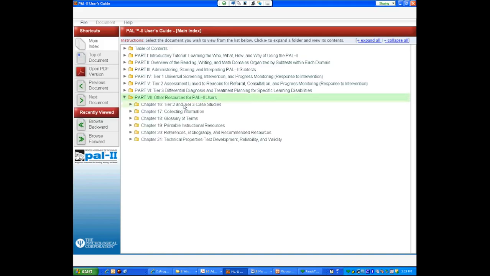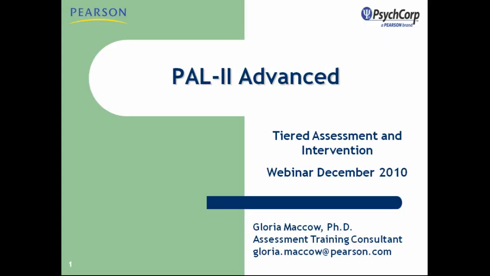Okay, technical properties. Actually, the stimulus book for the administration is part of the user's guide. The manuals are part of the user's guide. For pseudoword decoding, the way you pronounce the words are included here. A little document that you could play to listen to how you would pronounce some of those words. So a number of different components are included here with the user's guide.